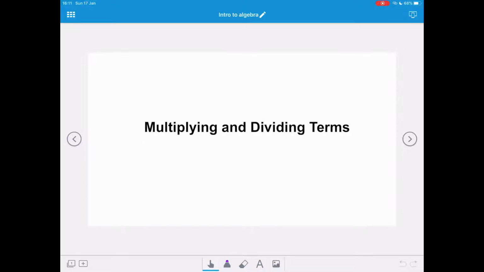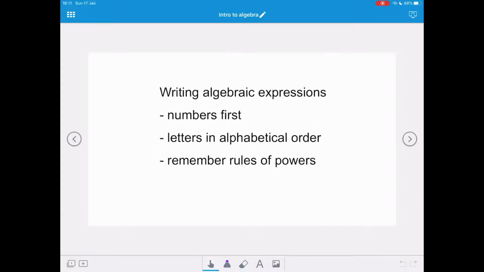This video is going to look at multiplying and dividing terms. Now when we're writing an algebraic expression, we need to make sure we put the numbers first, so that's the coefficient in front of the letter. Then we're going to put letters in alphabetical order, and we're going to remember the rules of powers.